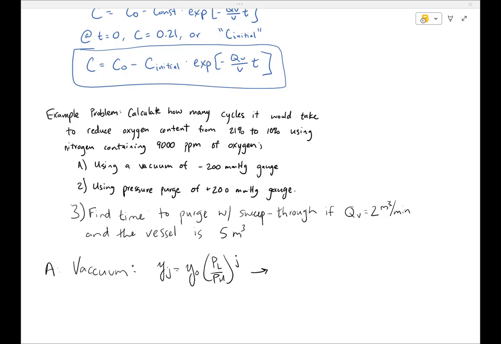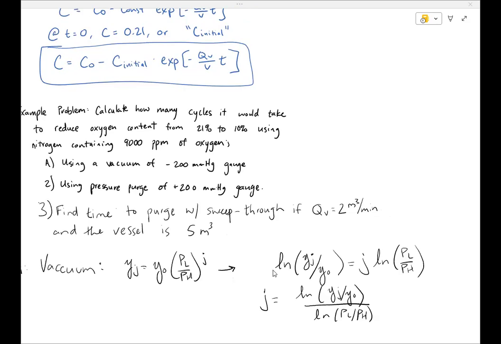For part A, the first step is to use the vacuum purging formula that we derived in the last video. Yj is the final concentration of oxygen. Y0 is the initial concentration of oxygen. P low is going to be 560 millimeters of mercury. P high is going to be 760 millimeters of mercury. I could pick whatever pressure units I want, by the way, because the units are going to cancel. So the first thing I might want to do, just so that I have an easier way of using this equation, is rearranging to solve for J.